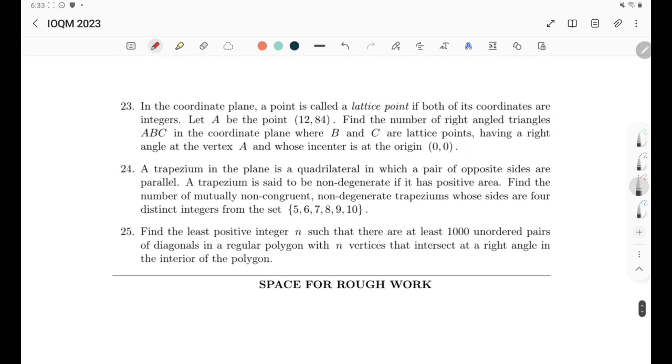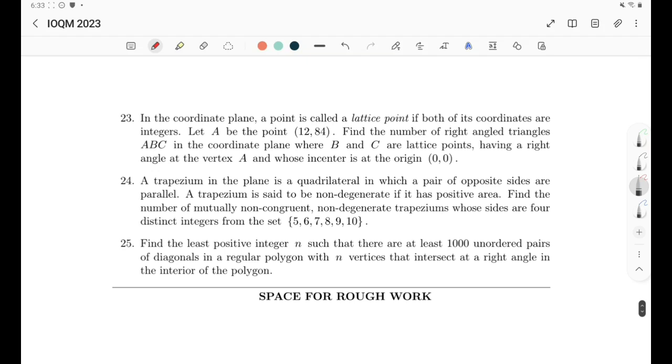Let's move on. Question 23. Okay, we're going to have a coordinate plane. A lattice point is a point that has integer coordinates. They're giving us a point A at (12, 84), and asking us to find the number of right triangles ABC such that, A we already have, B and C we can play with, they are lattice points, and they have a right angle at A, and the incenter is the origin. Oh, so they're giving us a condition over the incenter.